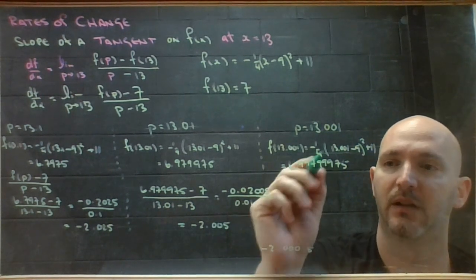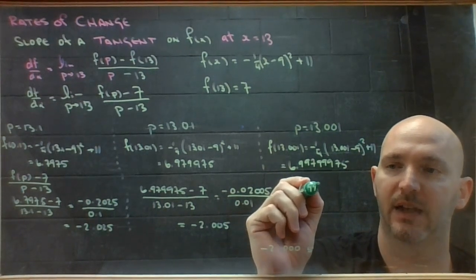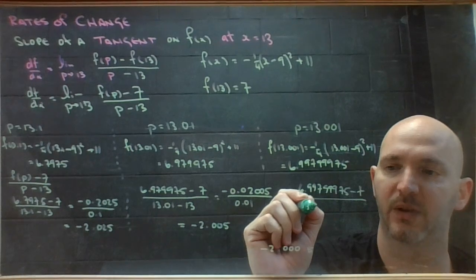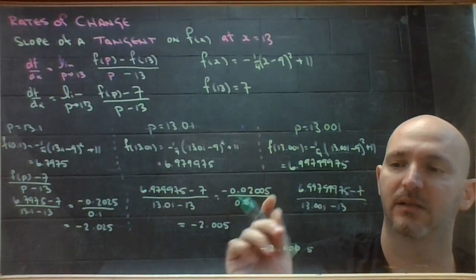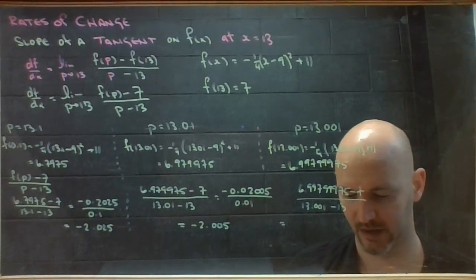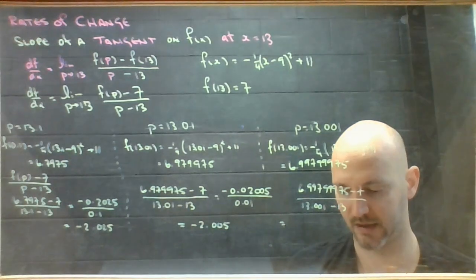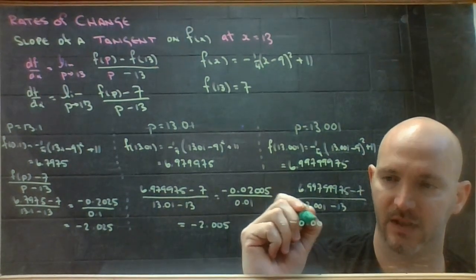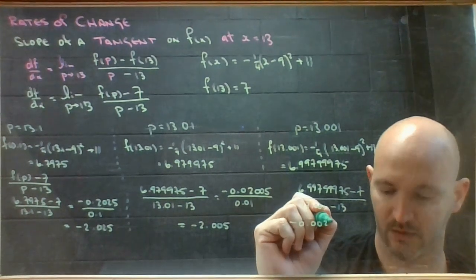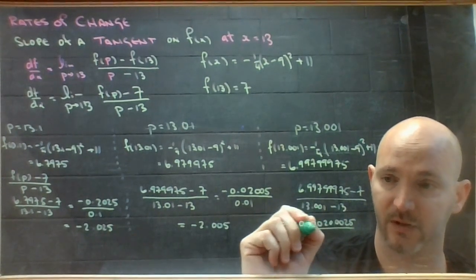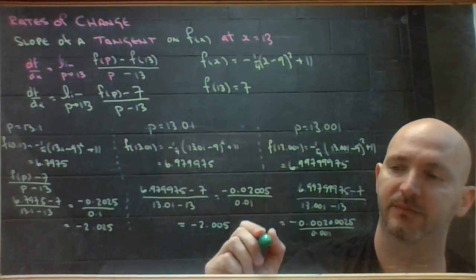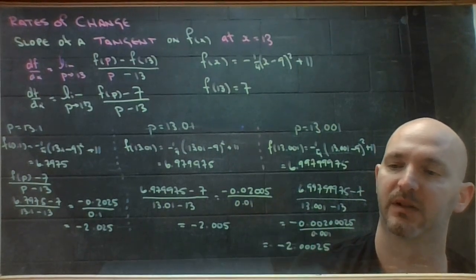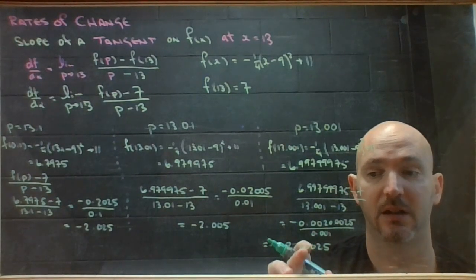Well, let's actually do it. Take your evaluation at that place, 6.9979975, subtract the actual value divided by 13.001 minus 13, which is going to give me 6.9979975 subtract 7 is -0.0020025 over 0.001, which gives me -2.00025. Now that was the pattern I was expecting, right?